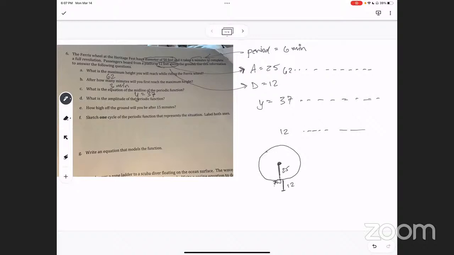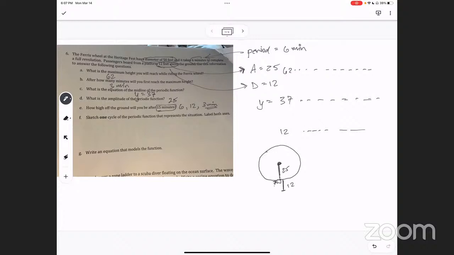What's the amplitude? 25, right? Understand that? How high off the ground will you be after 15 minutes? So this is one where you're going to now have to plug this into your equation. Or you could just kind of do math on it, right? At 6 minutes, you're going to be back to the bottom. 12 minutes, you're going to be back to the bottom. So now we're 3 minutes after that. And again, this is all assuming it never stops. Which they didn't really say whether it did or not, but I guess we can assume that.